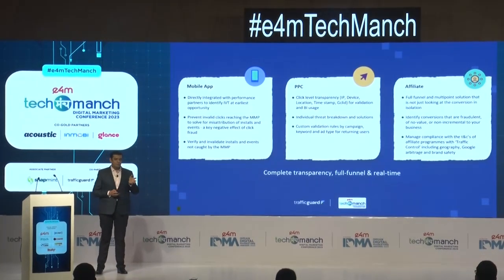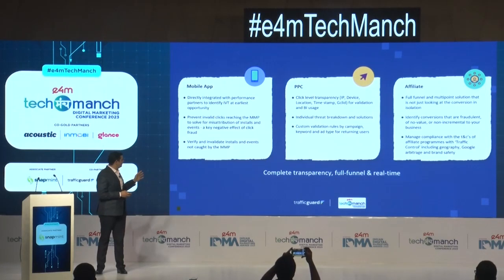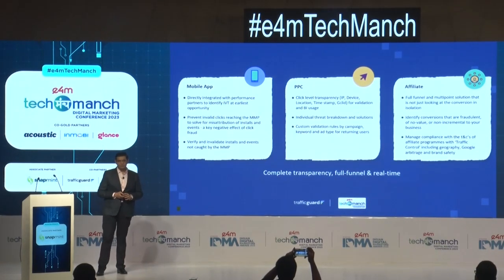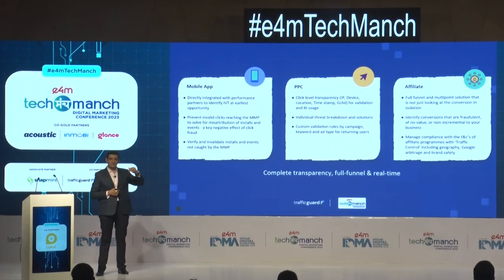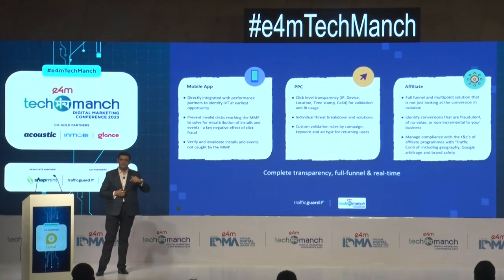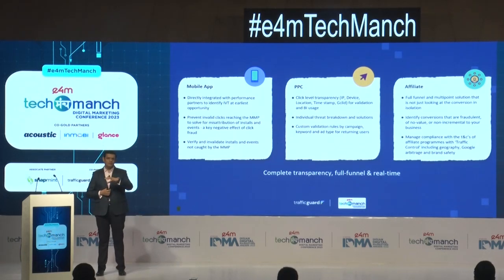Like I said, we operate across different channels. Taking the mobile app user acquisition journey as the first channel, what we do differently is we don't just detect, but prevent invalid traffic for you in real time by integrating at a click level with affiliate partners. What this allows us to do is identify the invalid traffic at the very first opportunity. Once we identify it, we prevent all these clicks from getting into a measurement platform or the attribution pool, where the chances of misattribution are the highest.